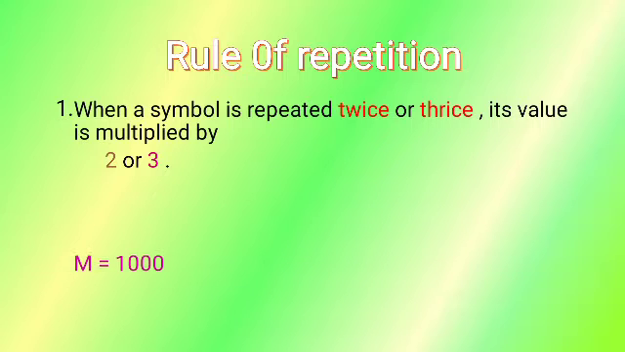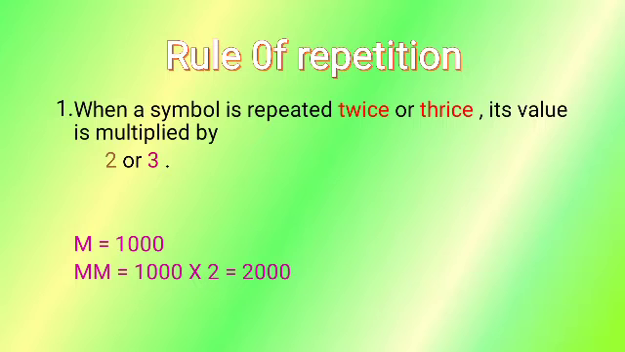For example, M equals 1000. If you write M repeated twice, you have to write 1000 into 2, which equals 2000. Similarly, M repeated thrice, that is 3 times, so you take the value of M, that is 1000, and how many times is it repeated? 3 times. So you multiply by 3 and the answer is 3000. So this is the first rule, for repetition. When a symbol is repeated twice or thrice, you have to multiply by 2 or 3.